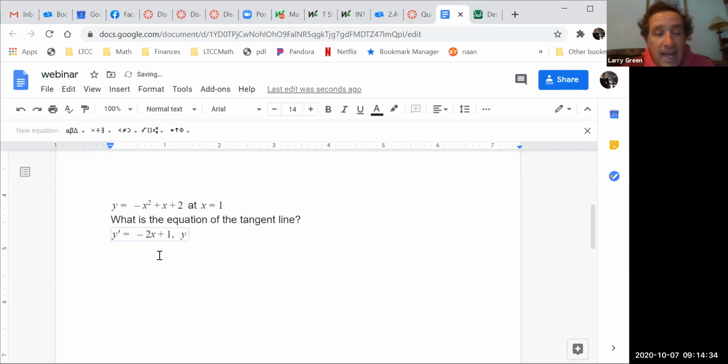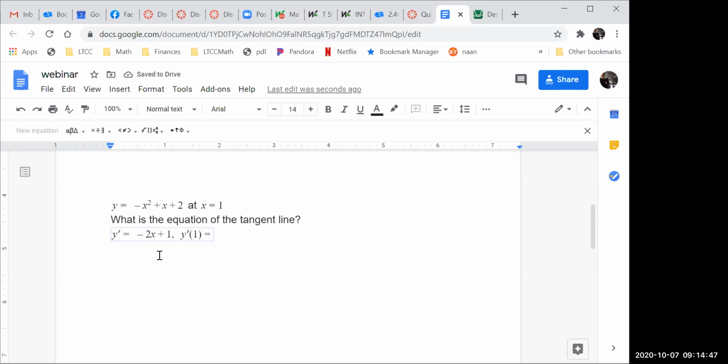And we need it at x equals 1. So y prime of 1, well, just plug in. And when you plug in 1, what do you get? Negative 1. So there's our slope.